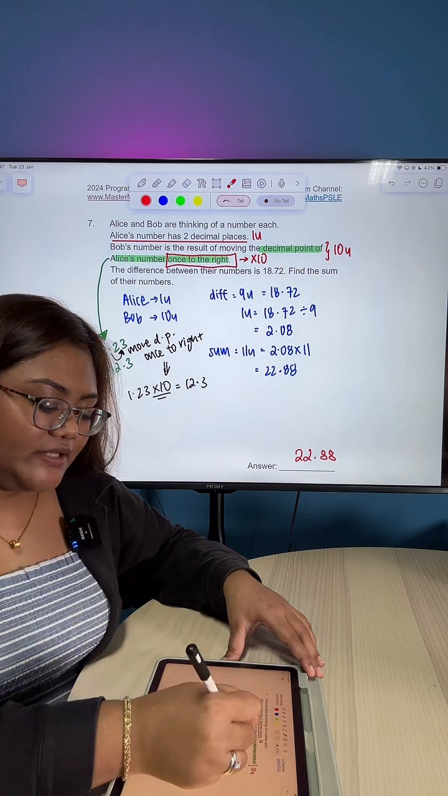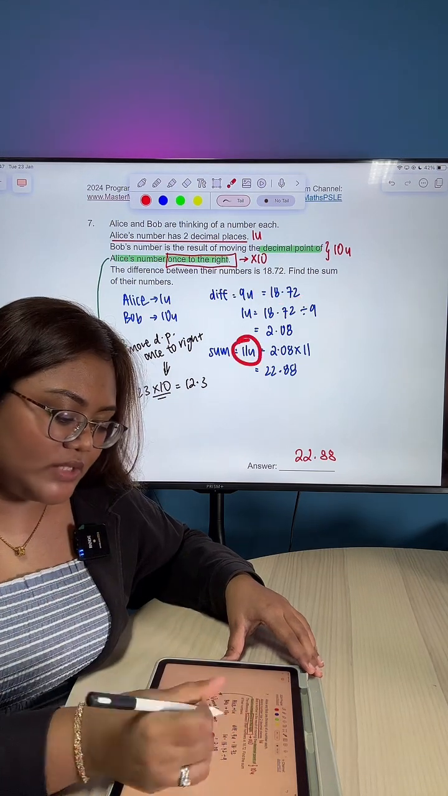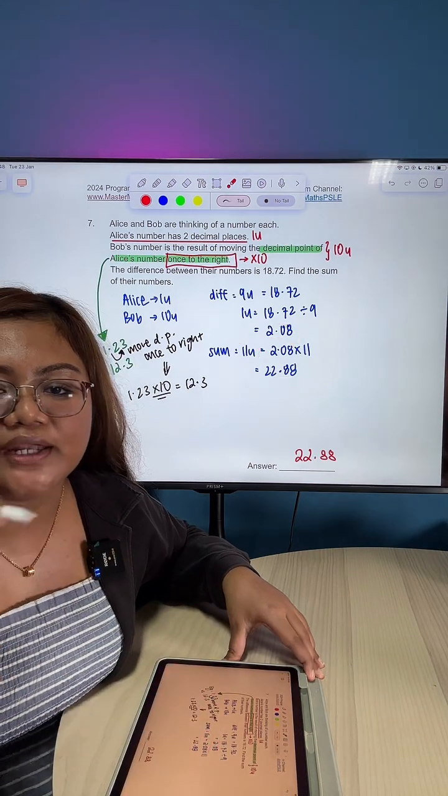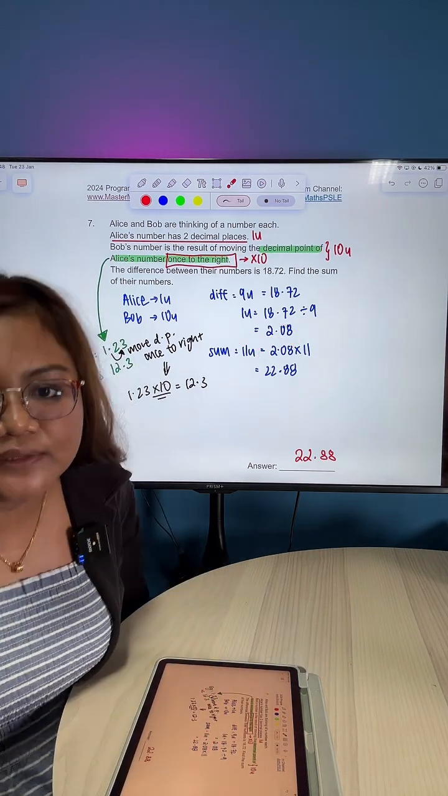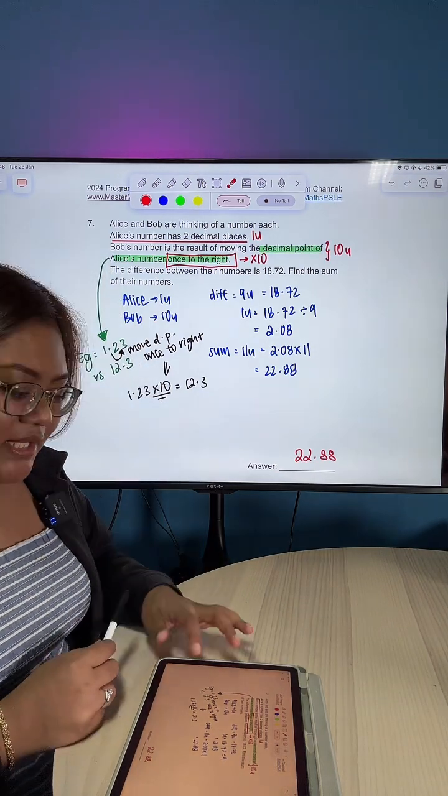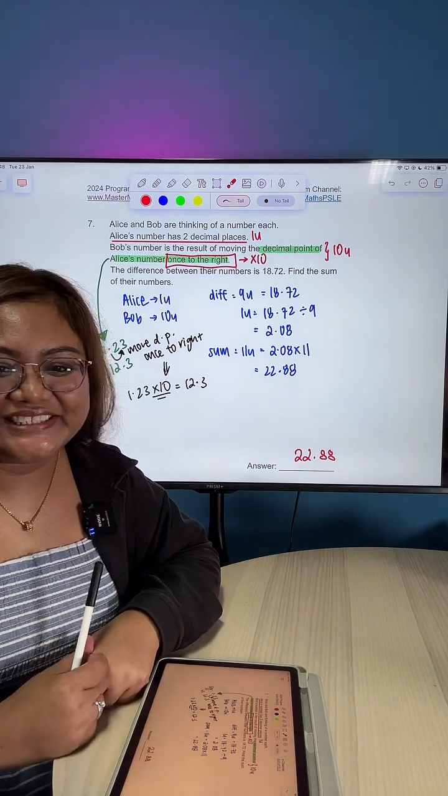box number, and the difference 9 units is 18.72. The sum is 11 units. Find 1 unit first and then multiply by 11. Got it, everybody? Okay, do we understand? Very interesting question, right, this one?